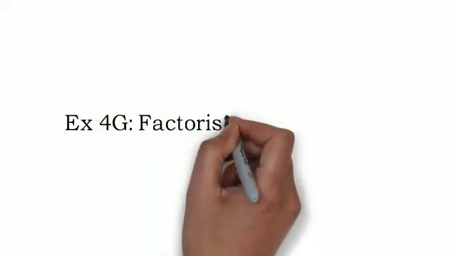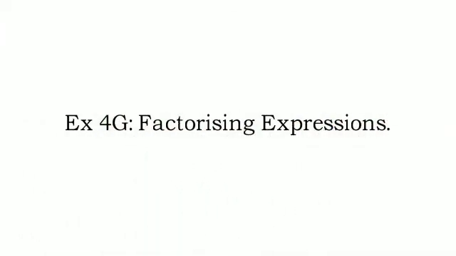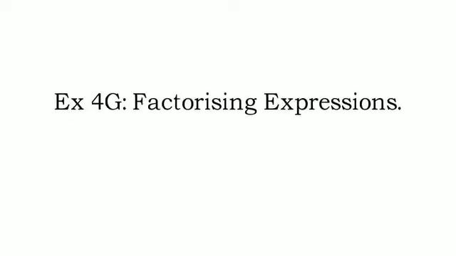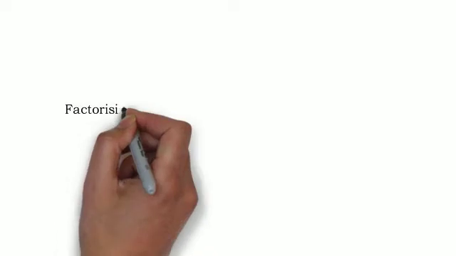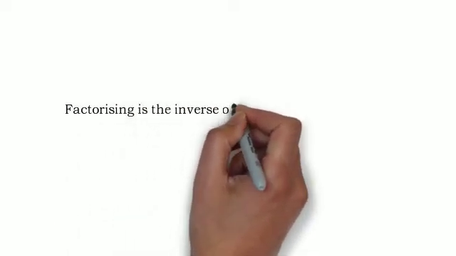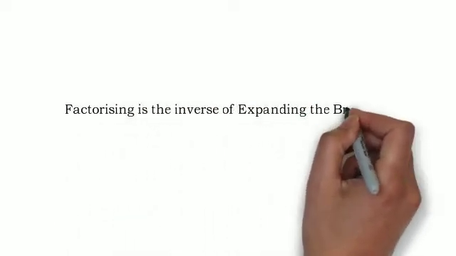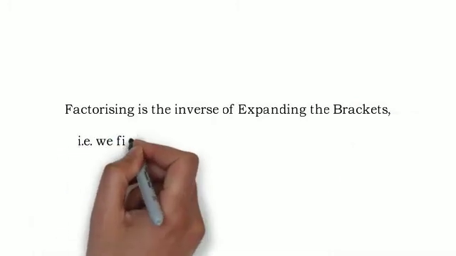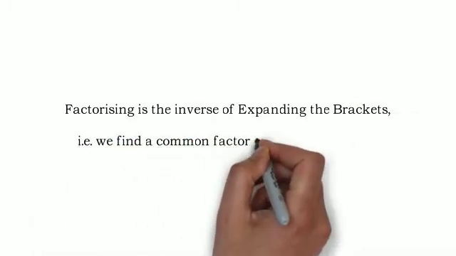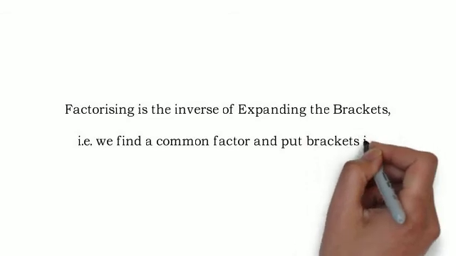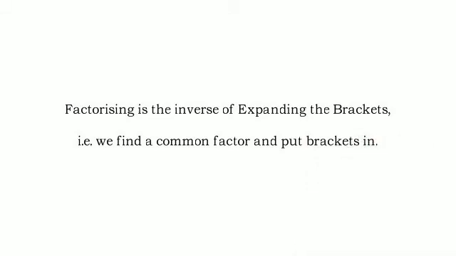Exercise 4G is factorising. As we said in 4F, factorising is in fact the inverse of expanding the brackets. So instead of expanding brackets out, what we do is work the other way and look for a common factor and insert brackets. Find a common factor and multiply whatever's inside that bracket by whatever is outside the bracket.